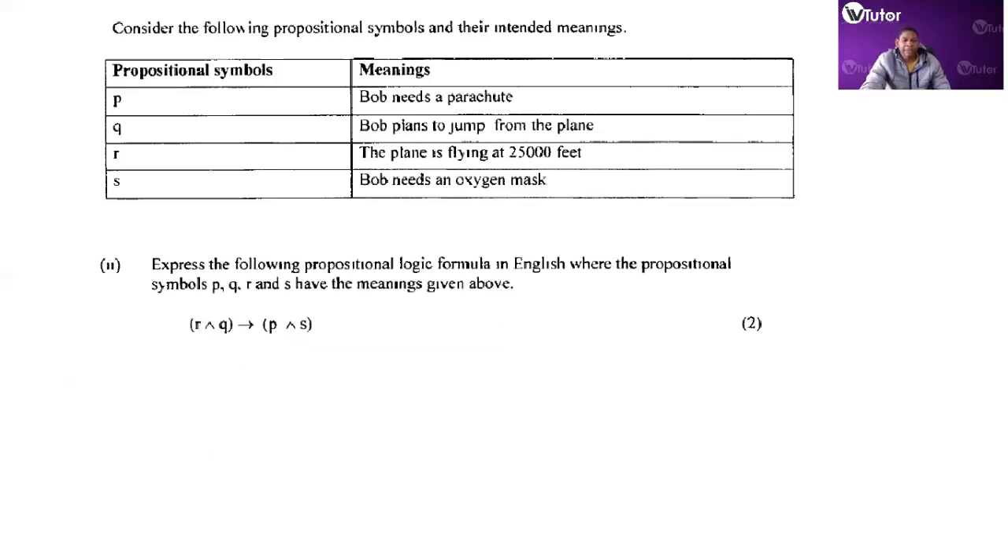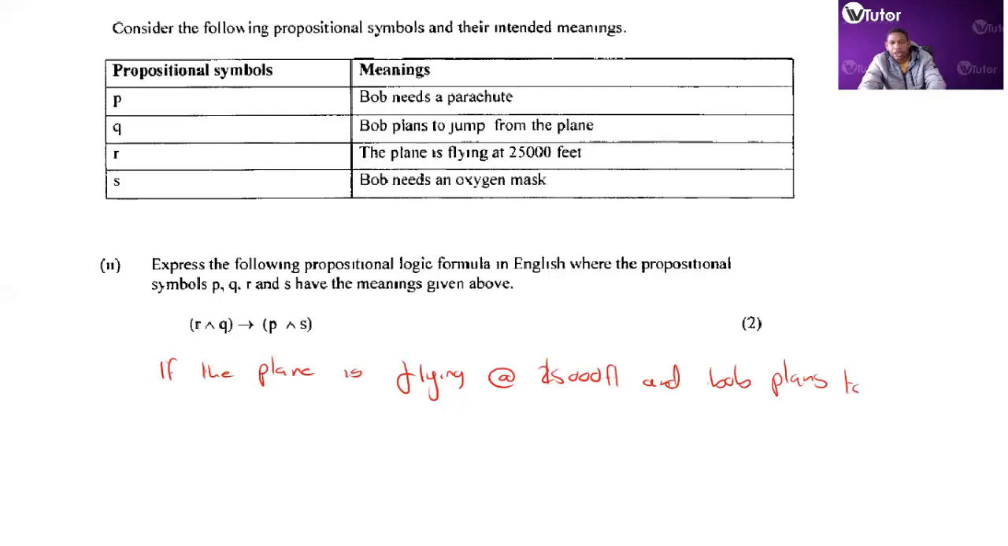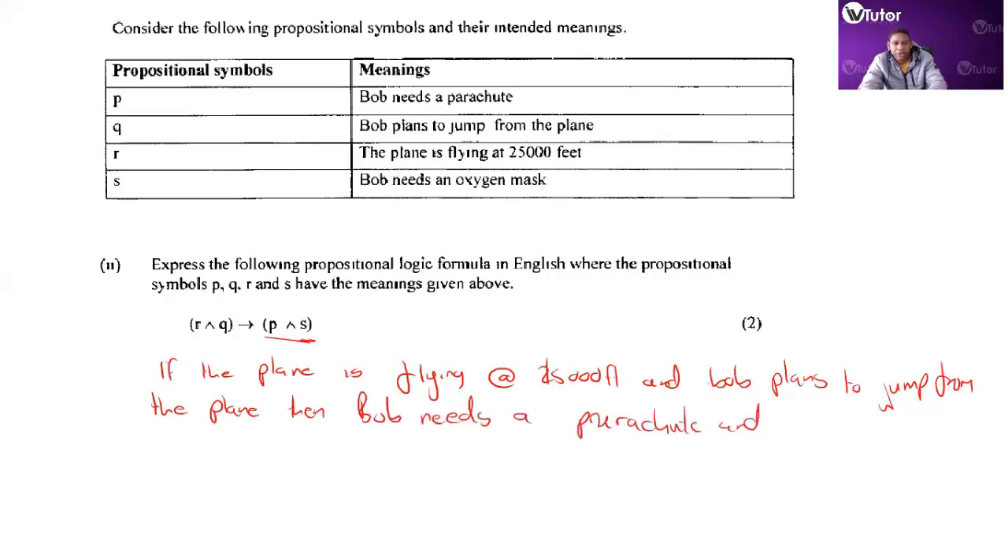Lastly, we have to express the following in English. R and Q implies P and S. R is the plane is flying at 25,000 feet, and Q is Bob plans to jump from the plane, then we now have this: P, Bob needs a parachute, and S, an oxygen mask.